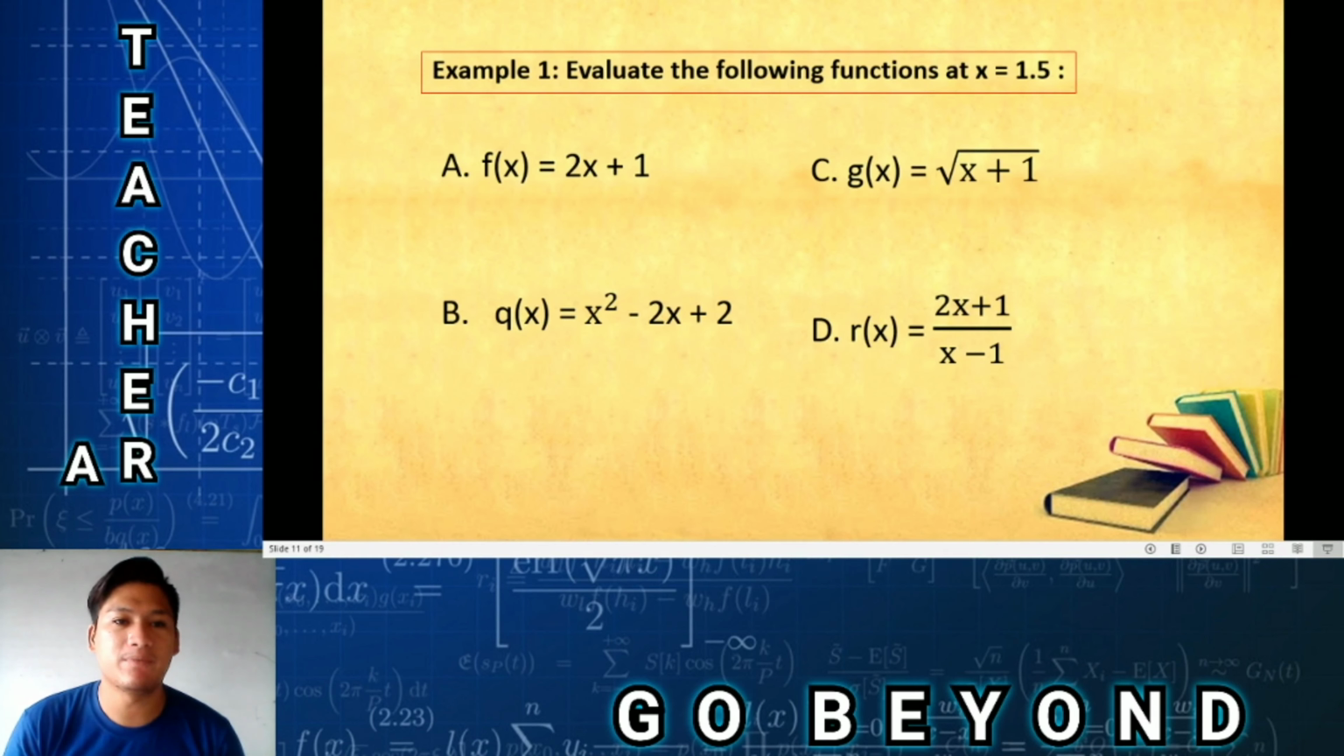Number 1. Example. Evaluate the following functions at x is equal to 1.5. Letter A, function of x or f of x is equal to 2x plus 1. For letter B, the q of x is equal to x squared minus 2x plus 2. For letter C, the g of x is equal to the square root of x plus 1. And for letter D, r of x is equal to 2x plus 1 all over x minus 1. So let's discuss each example on how to evaluate functions.